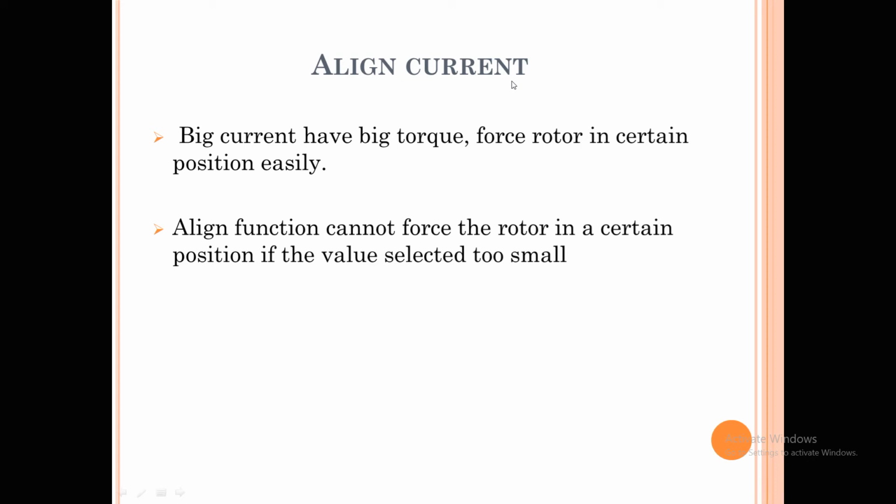Alias current also comes in the same way. If you have a bigger torque, then you have to select the bigger value. That will allow your motor to rotate in the same way.